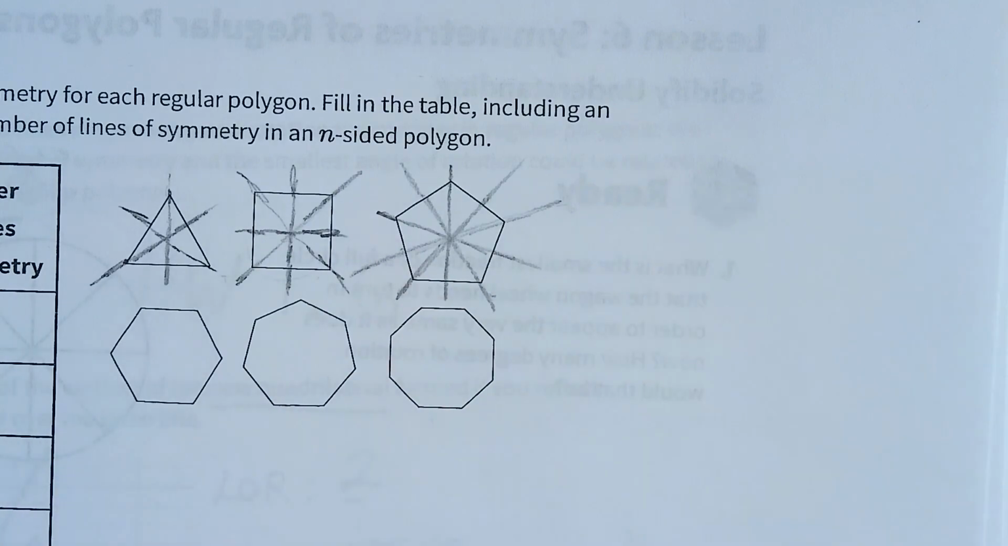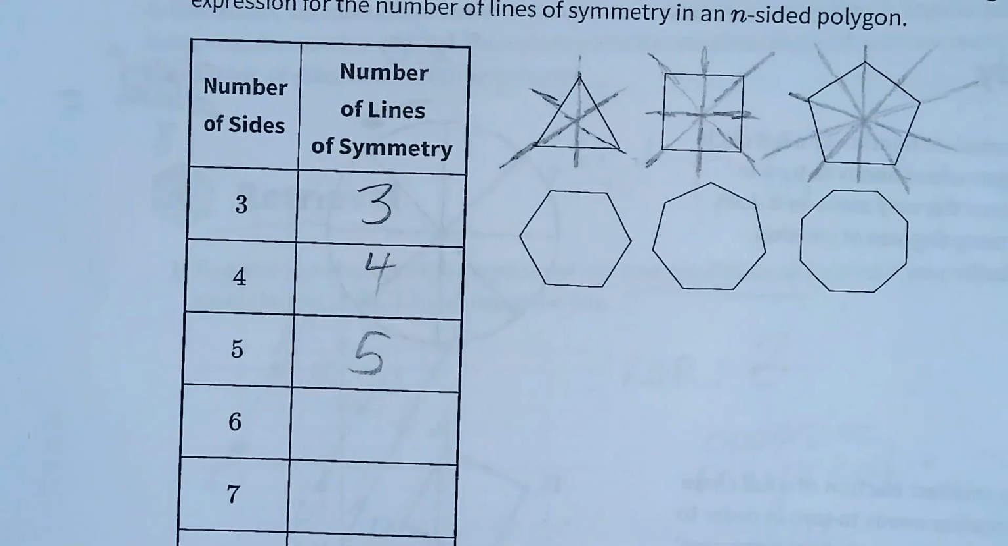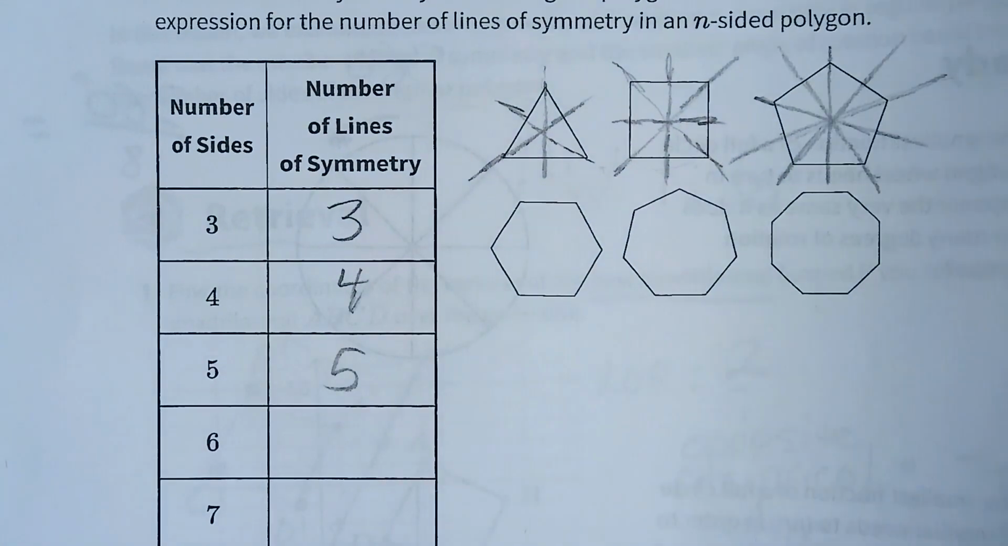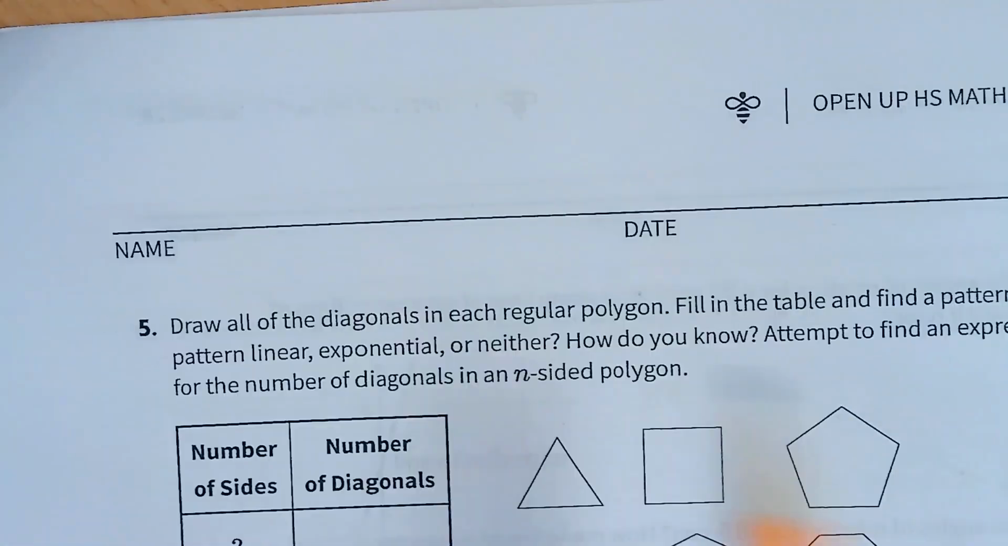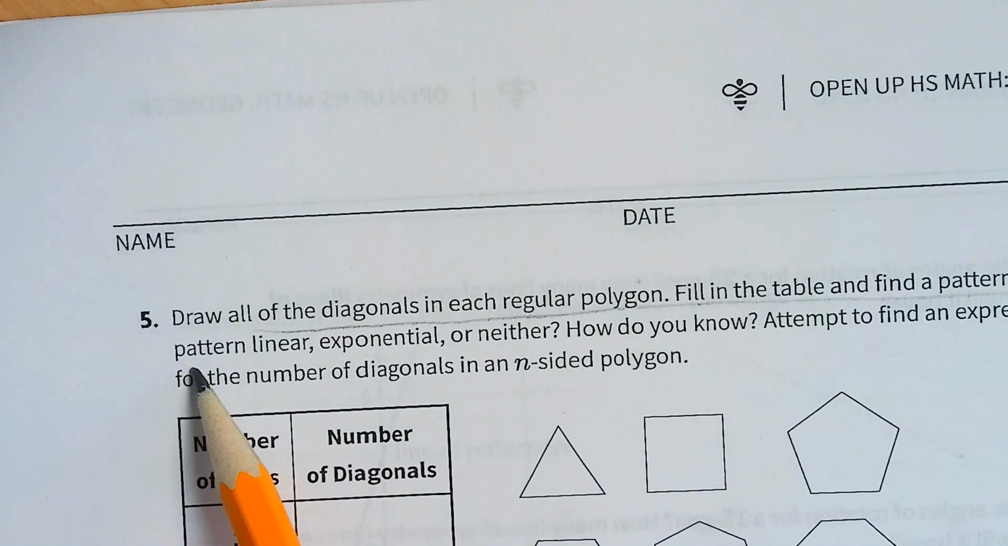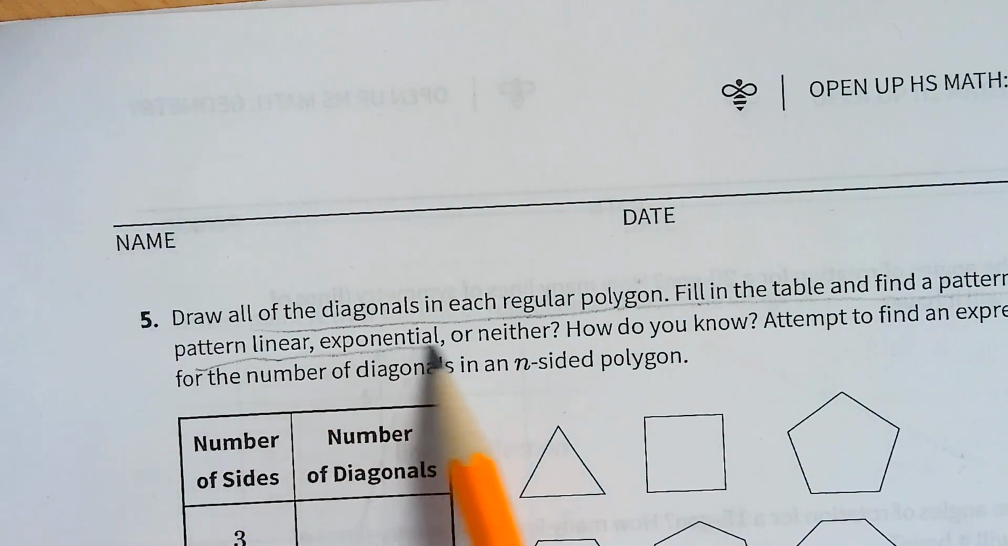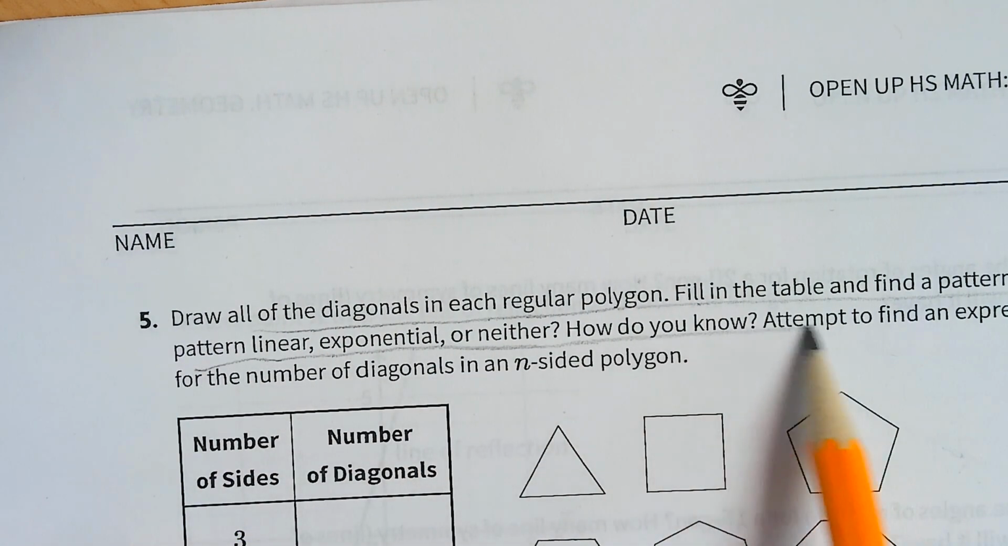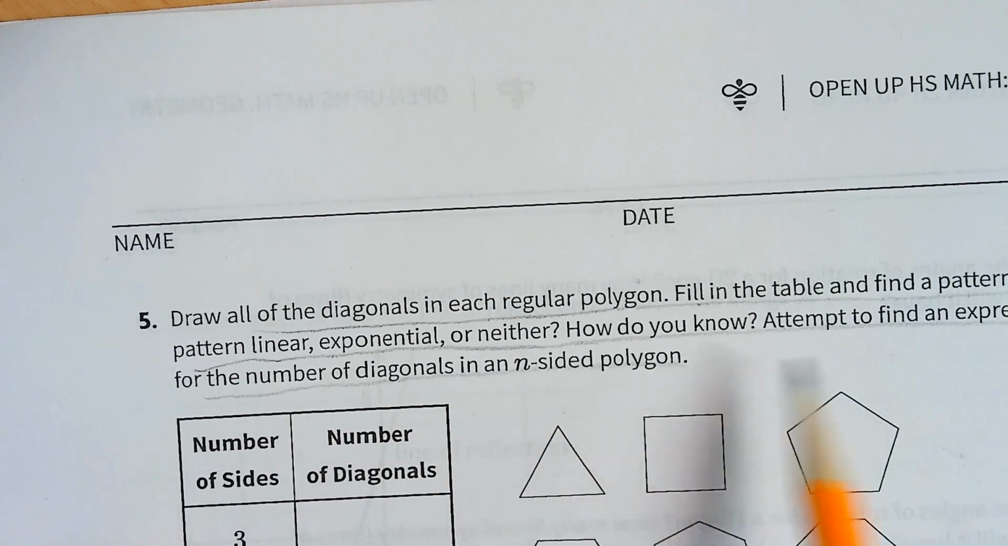Okay, fill that out. Now this is different. Draw the diagonals in each regular polygon. Is the pattern linear, exponential, or neither? How do you know? Attempt to find an expression for the number of diagonals inside a polygon.